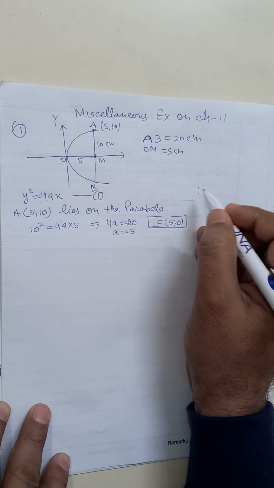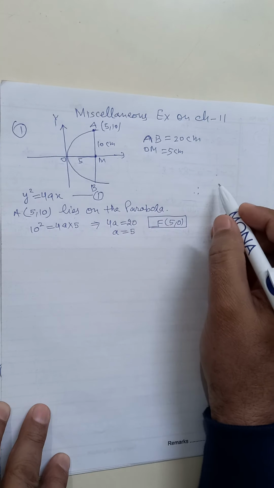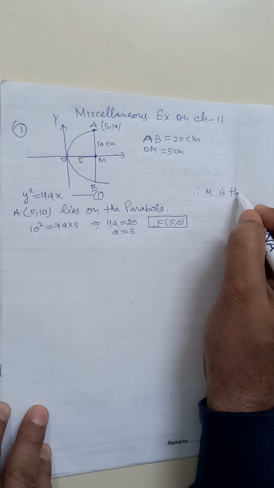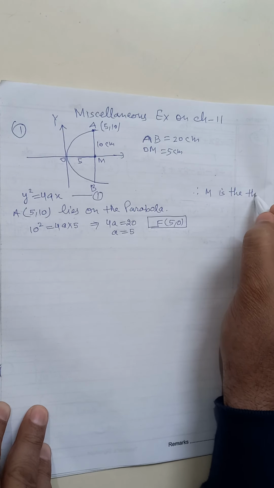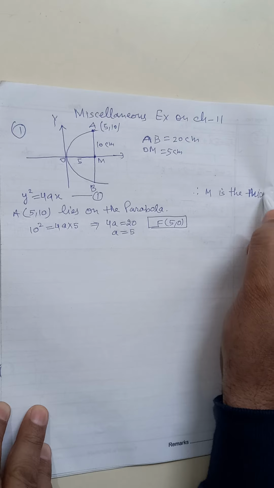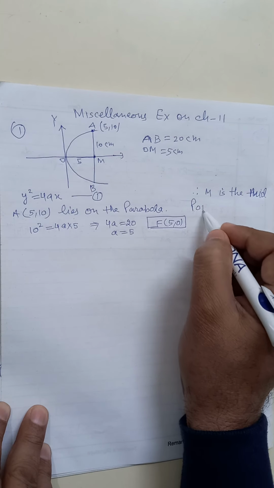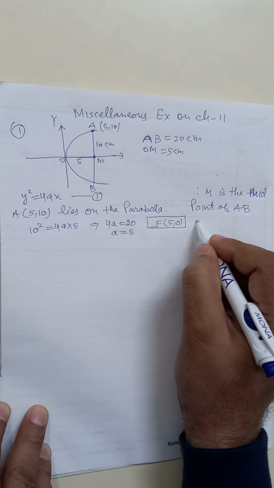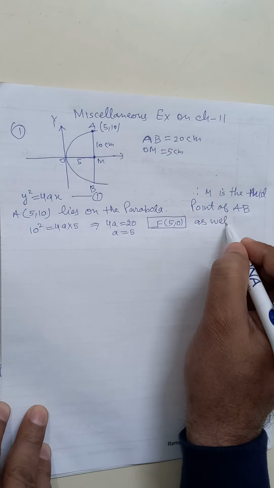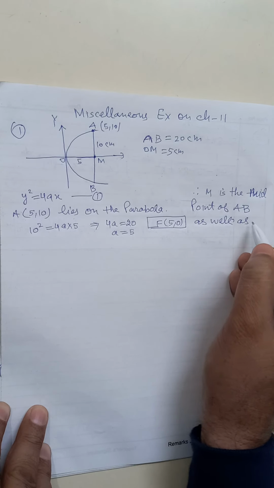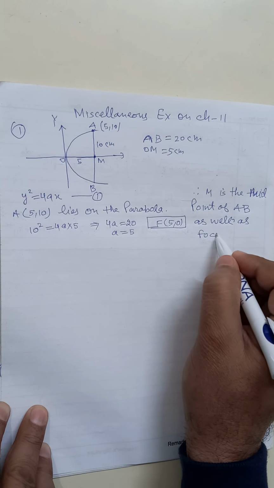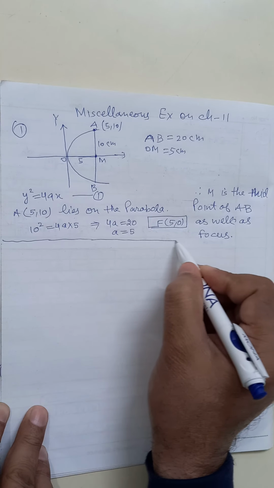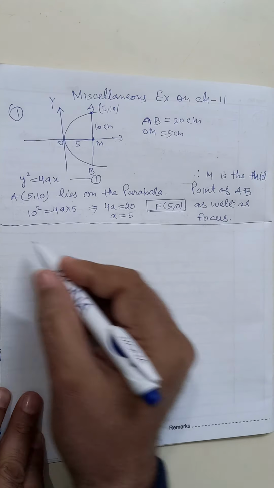Therefore you can say M is the midpoint of AB as well as focus. Correct? This is question number first.